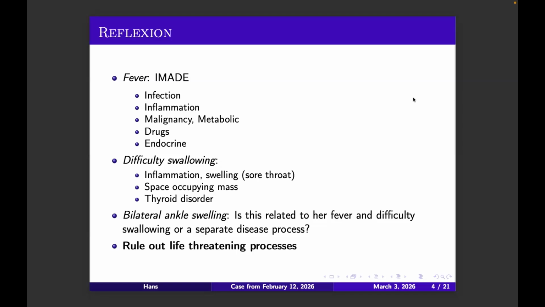Then the bilateral ankle swelling could just be something separate, like the patient sprained or strained her ankle, or is it related to the above symptoms? Now, before we go into all of those, because of the difficulty swallowing, that is a red flag, and we are to rule out life-threatening processes.